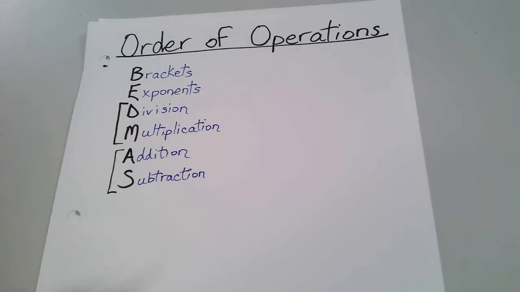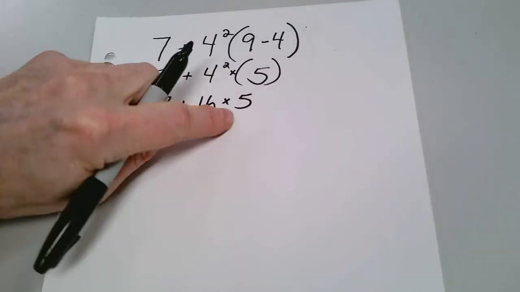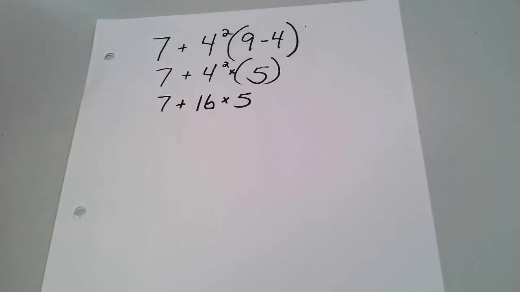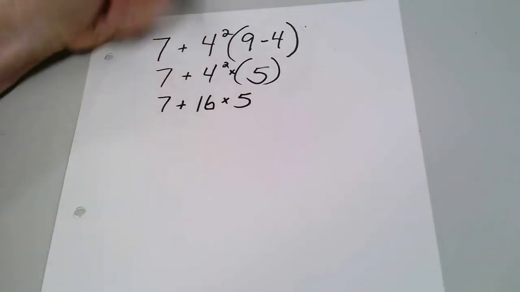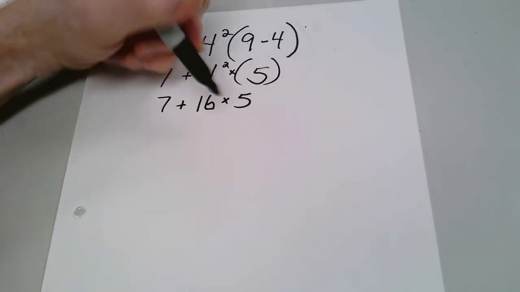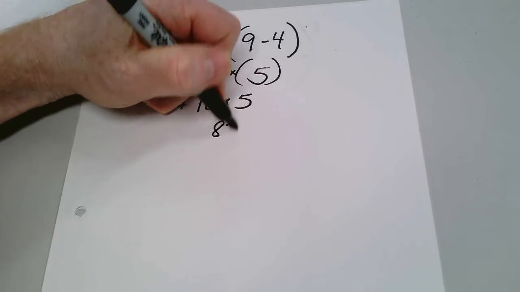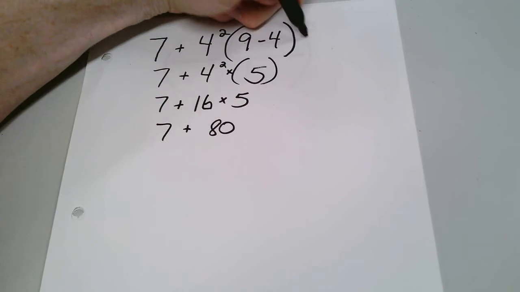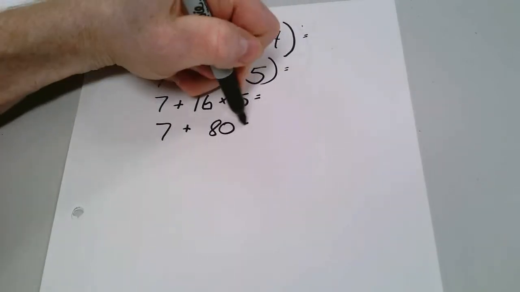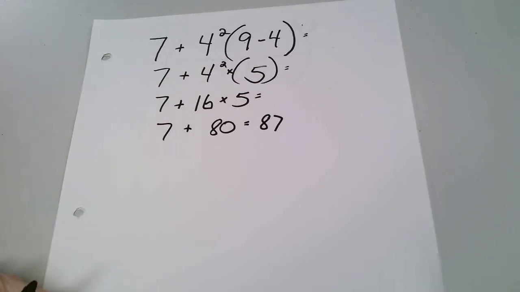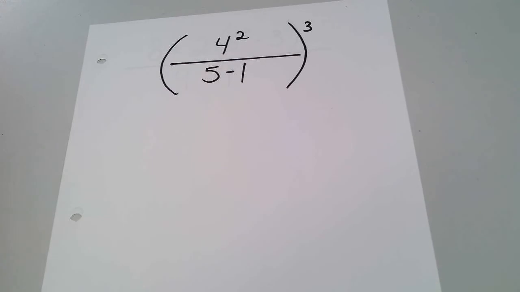Next item, look on the list. We have adding and multiplying, and we know that the multiplying comes first. So 5 times 16 is 80 plus the 7. And then our final answer there would be 87. So that's one example. Let's do another one.